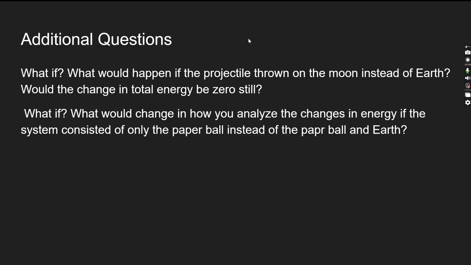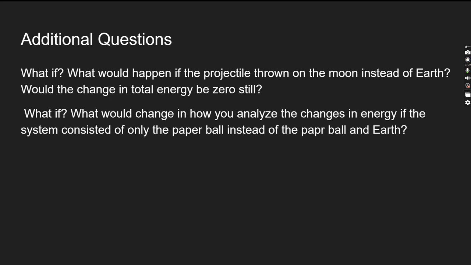So, additional questions. What would happen if the projectile was thrown on the moon instead of the Earth? Would the change in total energy be zero still? The change in total energy would still be zero. The potential and kinetic energies might just change at a slower rate because of the lesser force of gravity on the moon.